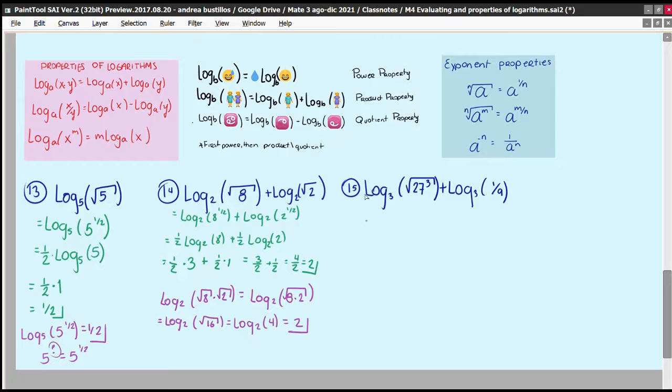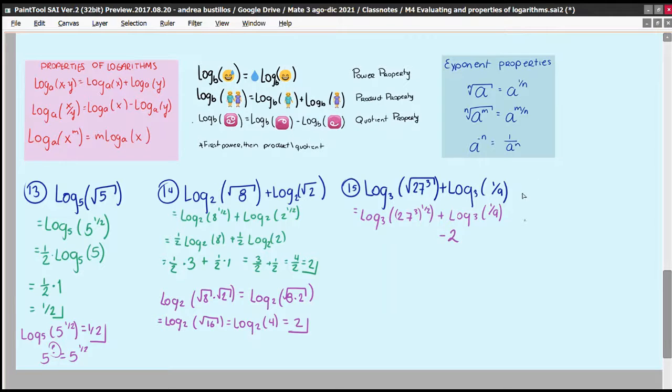Let's do the last exercise. So in this exercise, I'm going to rewrite the square root as a power. So this is logarithm base 3 of 27 to the power of 3, and then that power is raised to the power of 1/2. Plus logarithm base 3 of 1/9. This second logarithm can be evaluated really quickly because you know that 3 to the power of -2 is 1/9. So this can be already simplified to -2.